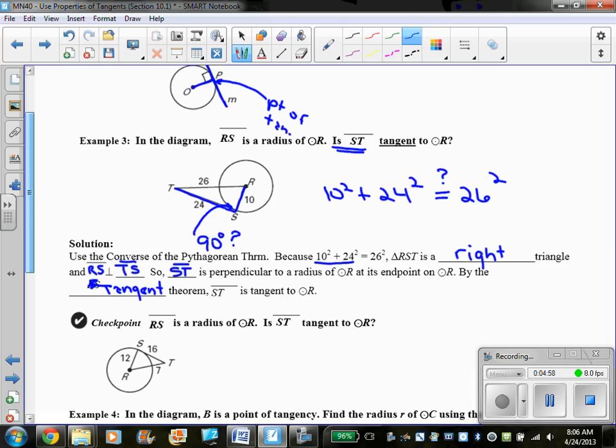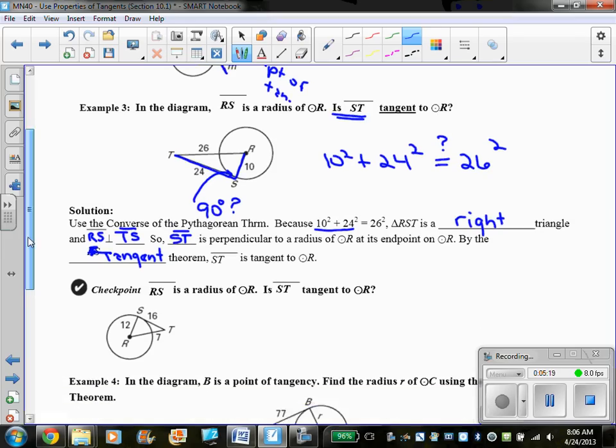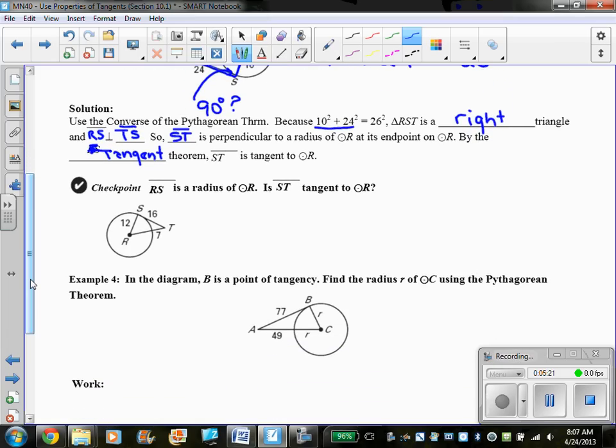ST is tangent to circle R. So again, if you do actually have a right angle there, or in this case a right triangle, then using the tangent theorem, it shows that RS is perpendicular to ST, which is the radius to the tangent line. So this kind of talks us through a problem, but now let's do an actual problem together and make sure that we're understanding what's happening here.